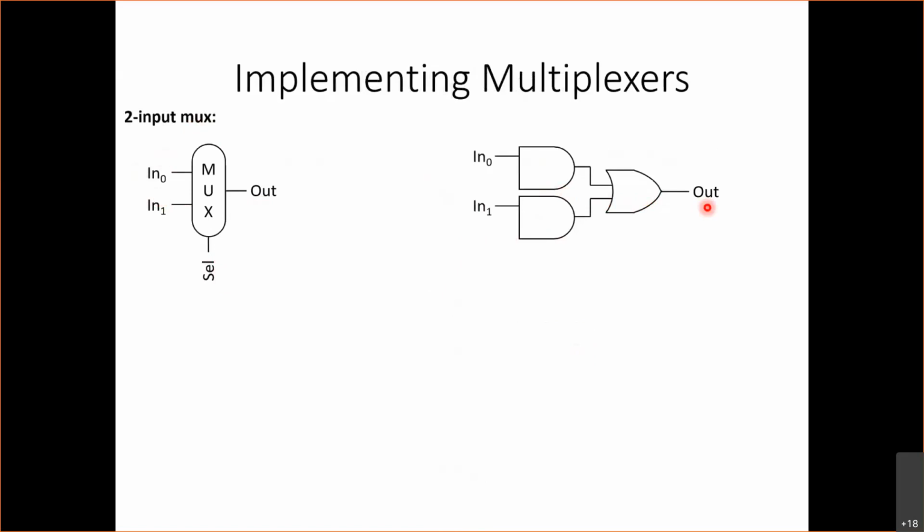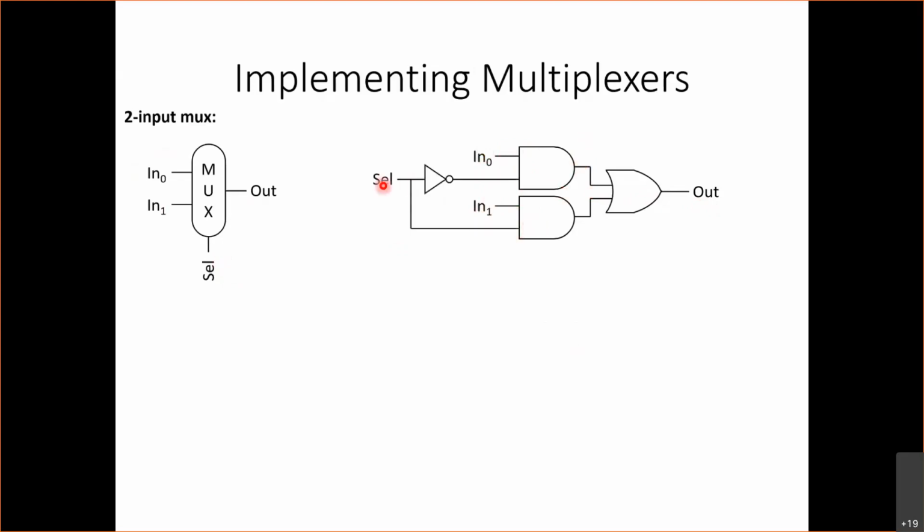Essentially, what we would like to do is, when the select signal is 0, we would like to set the other input of this AND gate to 1 so that we let N0 pass, because N0 AND 1 is going to be N0. And we would like to set the input to this other AND gate to 0, because we would like to pass N0, we don't want to pass N1. Okay, so this is how we do that.